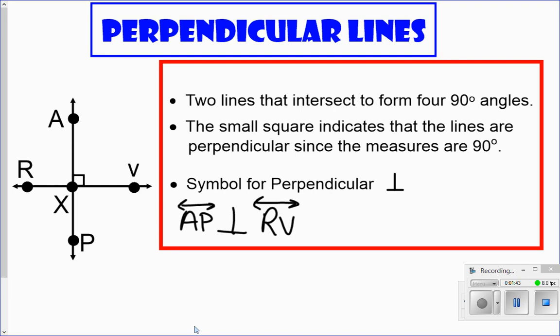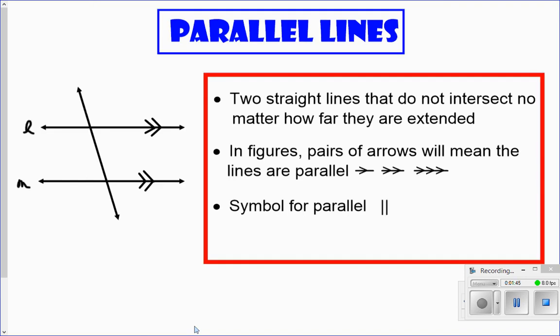Let's take a look at parallel lines. So the definition for parallel lines: parallel lines are two straight lines that do not intersect no matter how far they are extended. So we can see we do have lines here, and no matter how far they go on forever, those two lines will never intersect. So those lines are parallel.